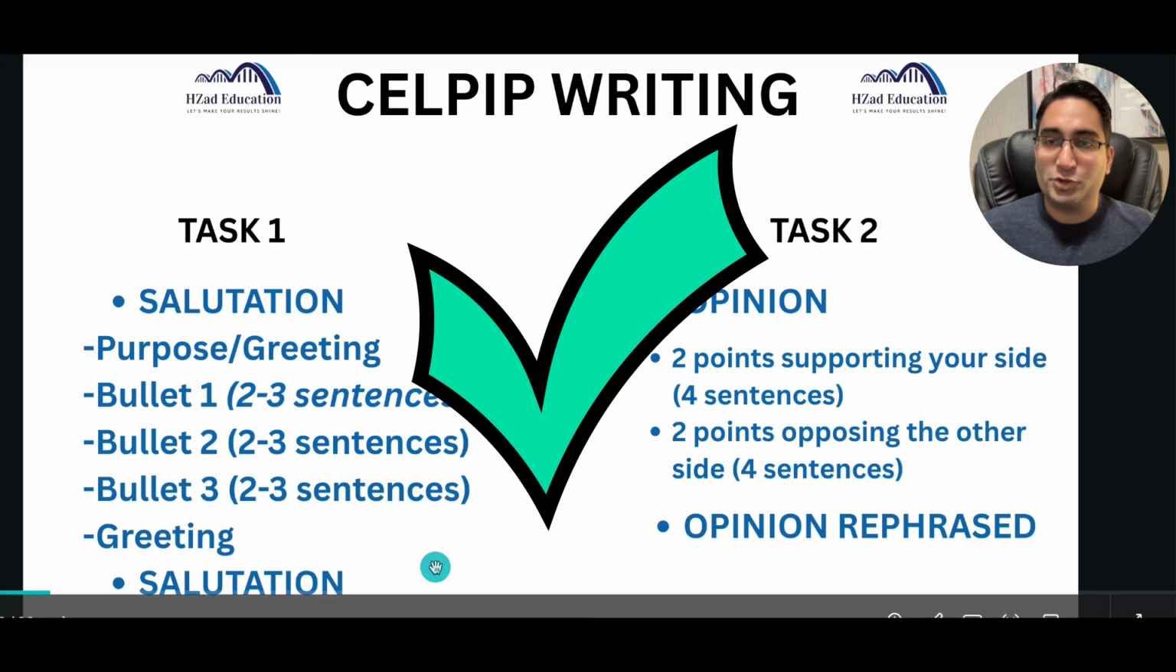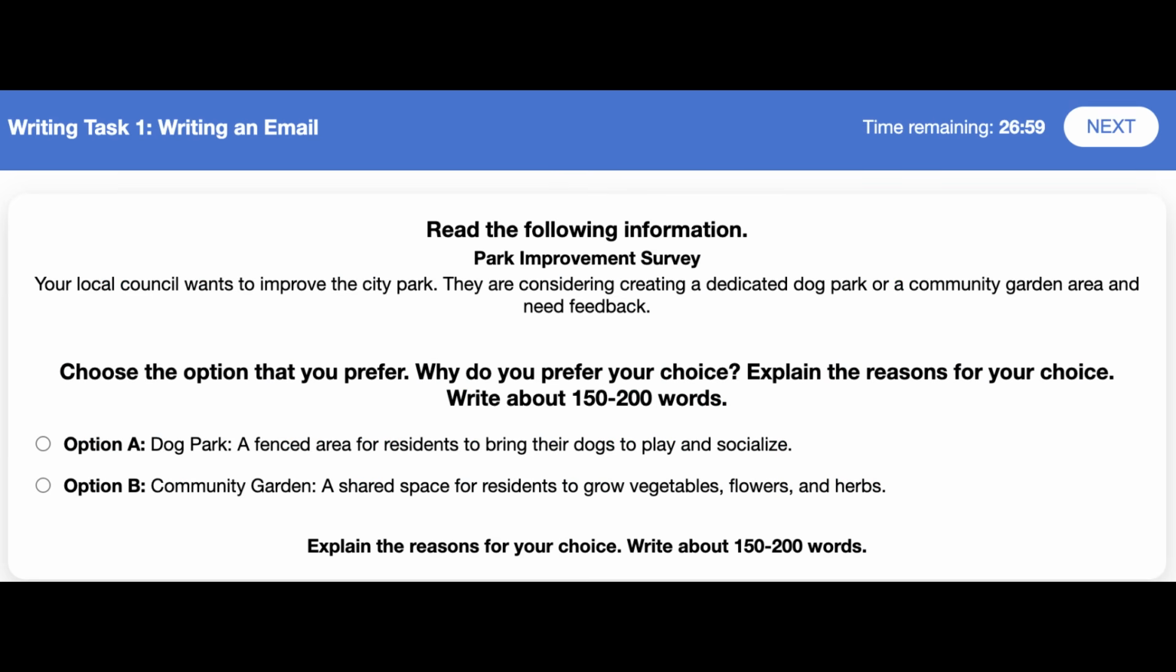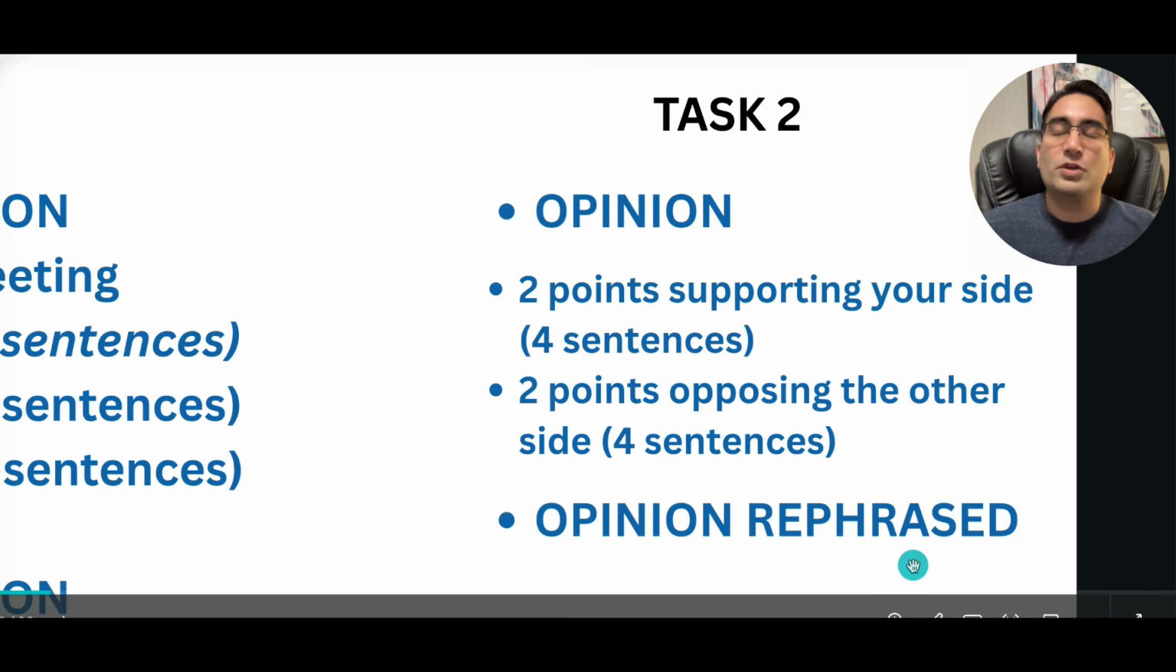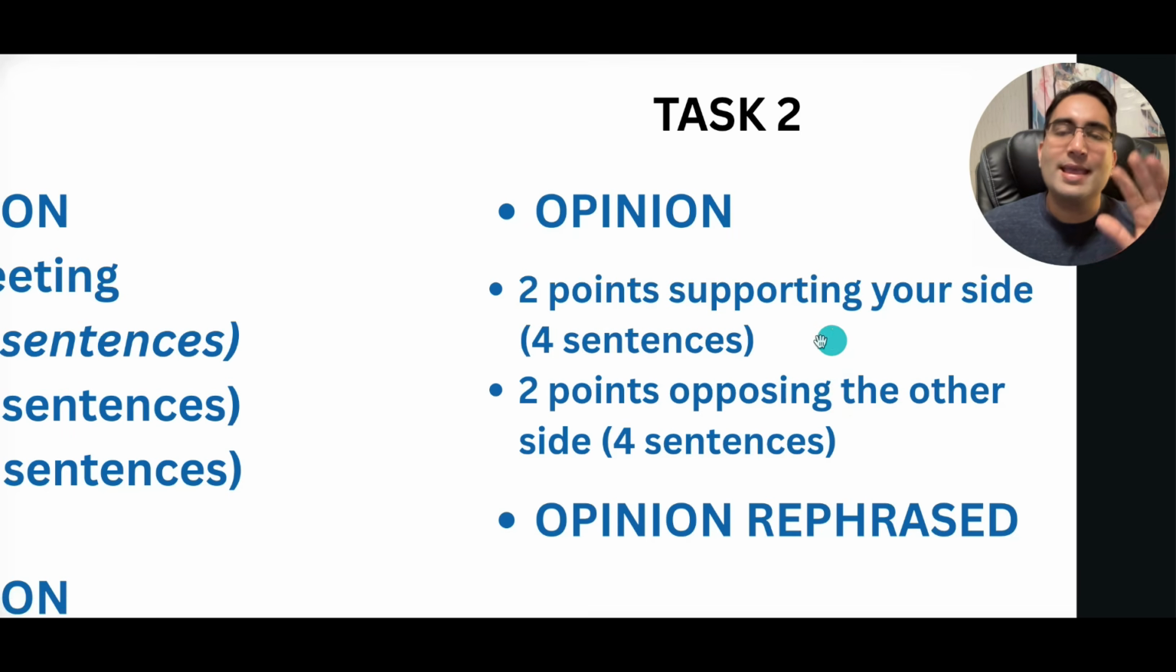When it comes to task 2, you have to choose between 2 options, option A or B. You pick an option in your head. In the first paragraph, express that opinion. This is the option I chose because, and briefly state your reasons. In the conclusion, which is going to be your 4th paragraph, rephrase that opinion again. In body 1, you should have 2 points supporting your side. In total, this should be 4 sentences.